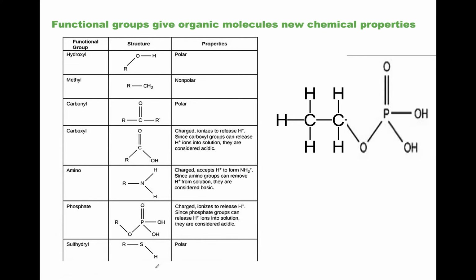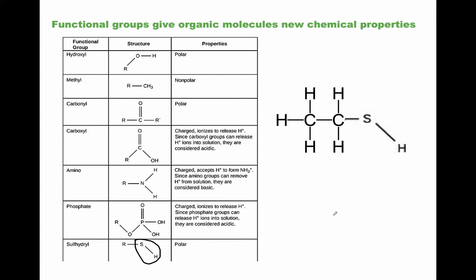Now, last but not least is this sulfhydryl functional group, which is pretty much similar to a hydroxyl functional group, except we're replacing this oxygen with a sulfur. And again, there is a large difference between electronegativities. There's a partial positive charge and there's a partial negative charge. Therefore, it makes the molecule to which it is attached polar.